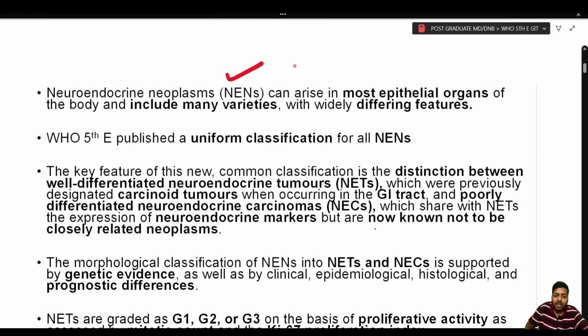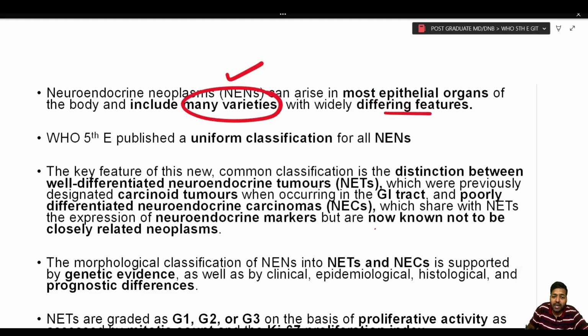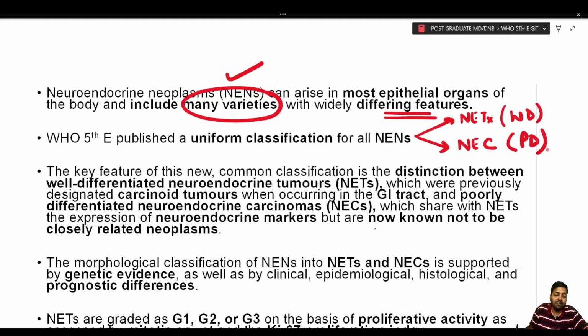Neuroendocrine neoplasms can arise in most epithelial organs of the body, and they include many varieties with widely differing features. The WHO 5th edition published a very uniform classification for all neuroendocrine neoplasms. Very shortly, there are two types. One is neuroendocrine tumor, which by default is regarded as a well differentiated tumor. The other is neuroendocrine carcinoma, which is regarded as a poorly differentiated tumor. So it is widely divided under two headings: neuroendocrine tumor and neuroendocrine carcinoma.